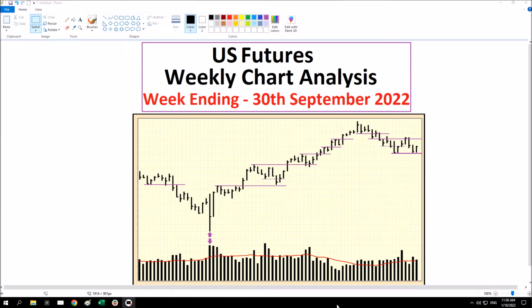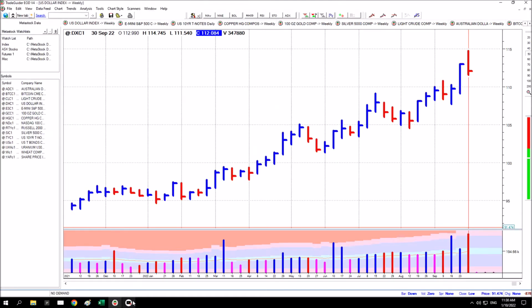This is the US Futures weekly chart analysis for the week ending 30th of September 2022. The first chart is the US dollar index futures as usual. You can see this week that price moved up initially during the week, but it's closed well off its highs on very high volume. This is traded volume, it's not contract changeover. This was high volume. Supply's been drawn out this week, almost no doubt about it.